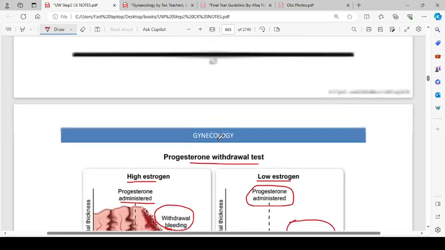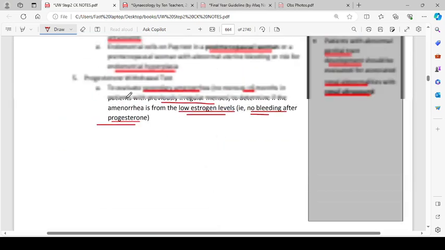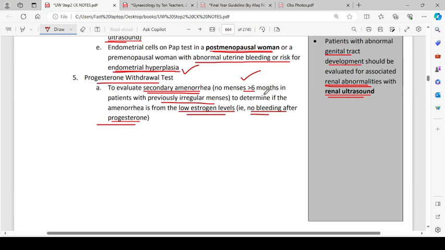They were saying that to evaluate secondary amenorrhea, no menses more than 6 months in patient with previously irregular menses, to determine if amenorrhea is from low estrogen levels, so there will be no bleeding after progesterone administration. So why is it called progesterone withdrawal test?